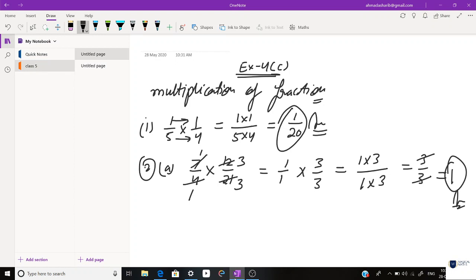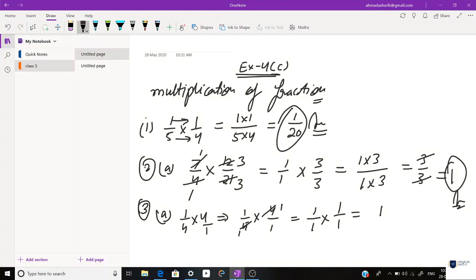Question number 3 part A says 1 upon 4 multiply 4. So beta, when there is no number in the denominator, then we can take 1 in the denominator. So it is actually 1 upon 4 into 4 upon 1. 4 cancels each other. So 1 here and 1 also here. So 1 upon 1 into 1 upon 1 is 1, the answer.